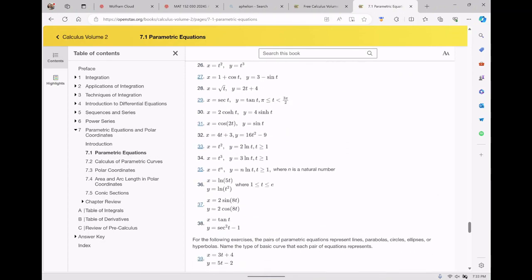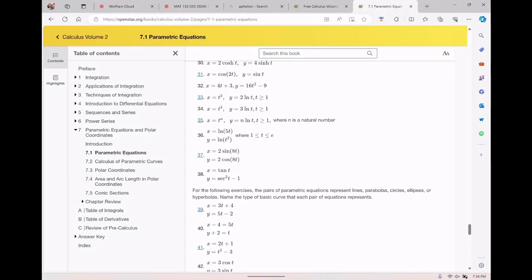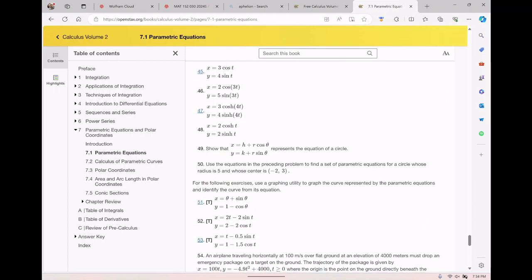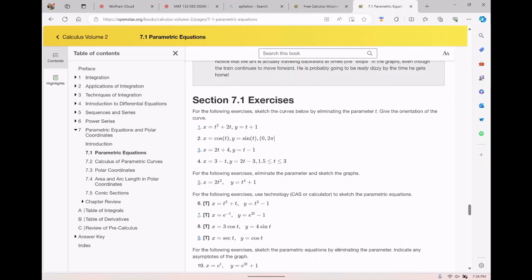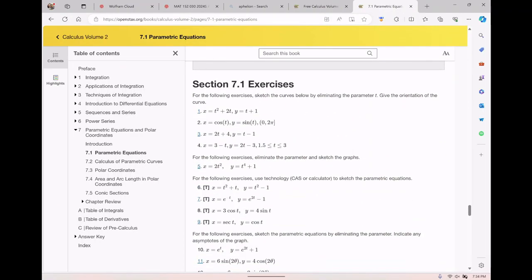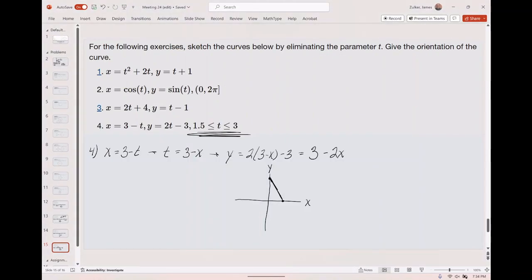Okay, so that's all the same stuff, and that's just naming basic curves. So we get the gist of eliminating the parameter. Yeah, I think I will stop there.